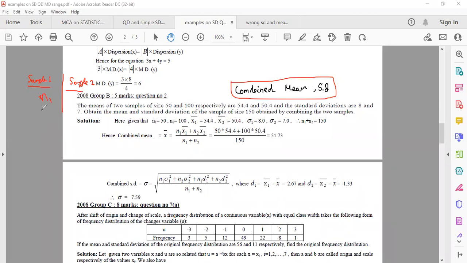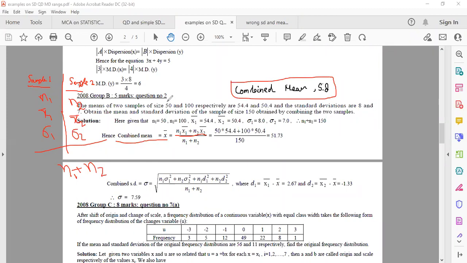And the mean is given as x1 bar. The corresponding standard deviation is sigma 1. Similarly, for sample 2, n2 is given, the arithmetic mean is x2 bar, and the standard deviation is sigma 2. Then the total number of items is n1 plus n2, right? So what is the combined mean formula? That is quite simple. X bar equals n1 x1 bar plus n2 x2 bar by n1 plus n2.